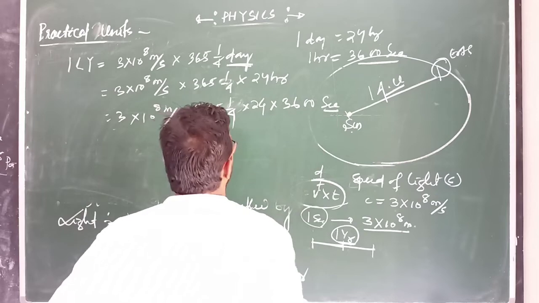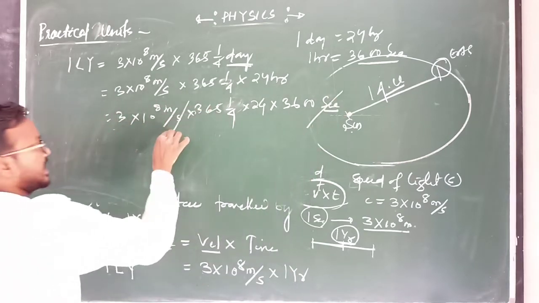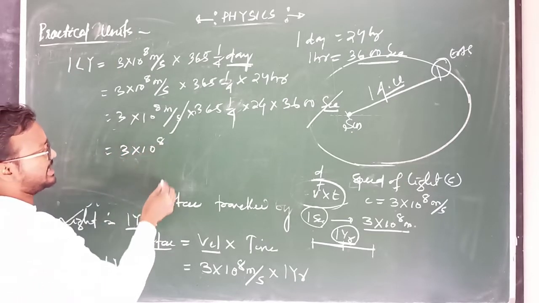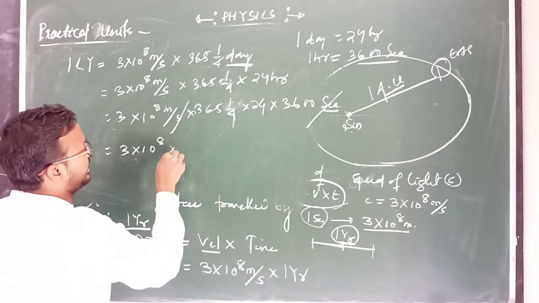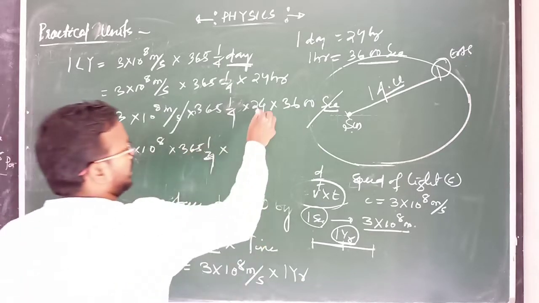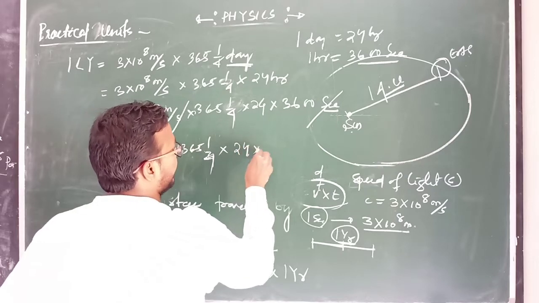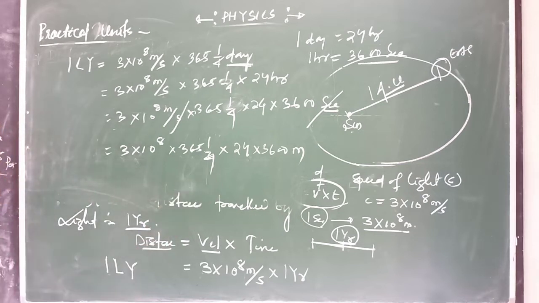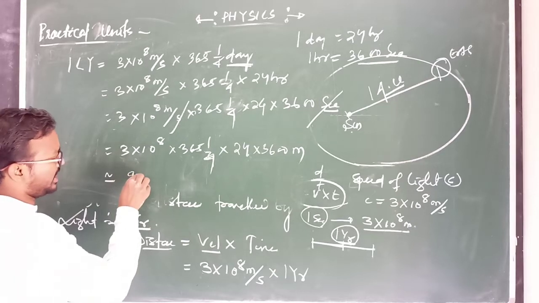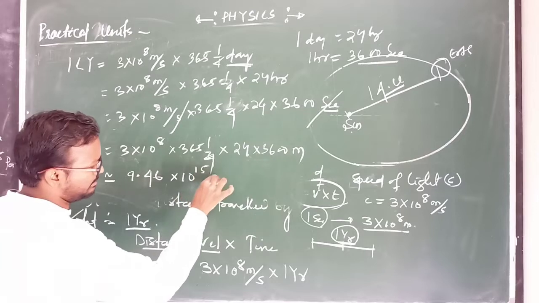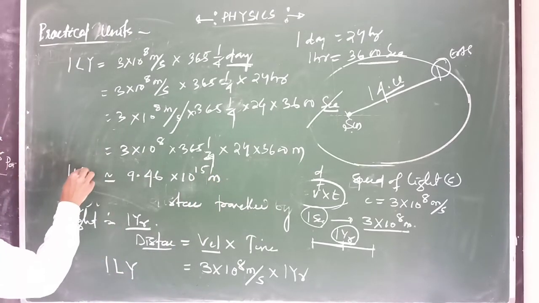3600 seconds per 1 hour, so the seconds cancel, and the remaining term is 3 into 10 to the power 8 meter, into 365 1/4 into 24 into 3600 meter. Clear? If you solve this relation, then we get an approximate value, that is 9.46 into 10 to the power 15 meter. This is the value of 1 light year.